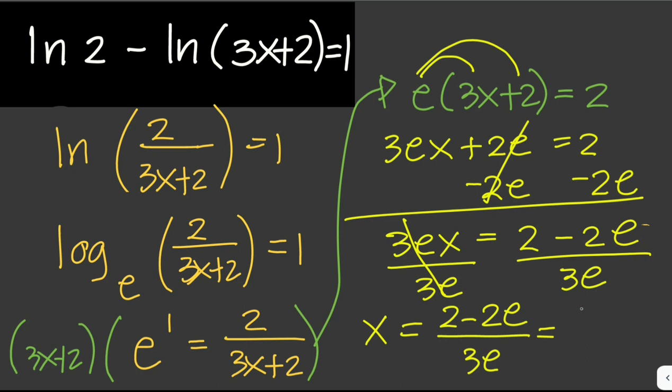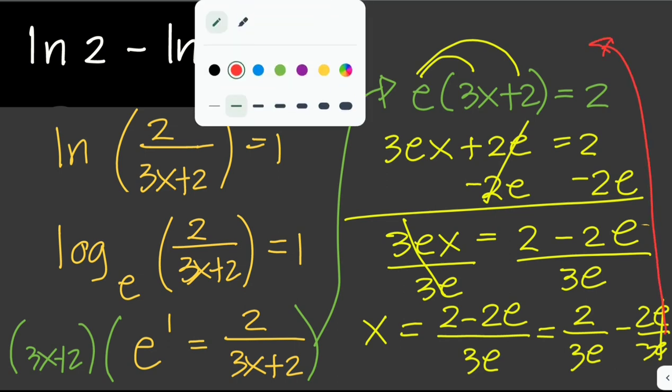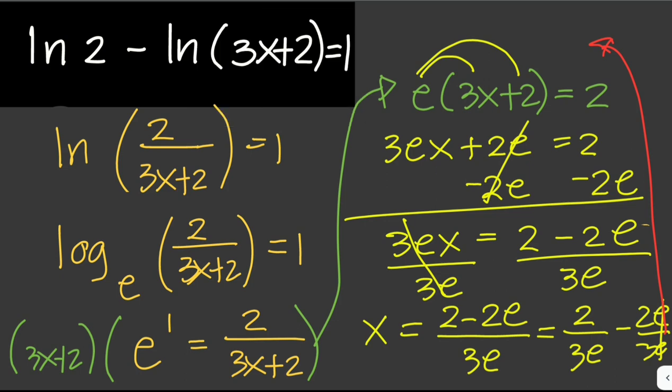Or you can write this as 2 over 3e minus 2e over 3e, and e here cancels out. Therefore, our answer would be x equals 2 over 3e minus 2/3. So this is the value for our x.